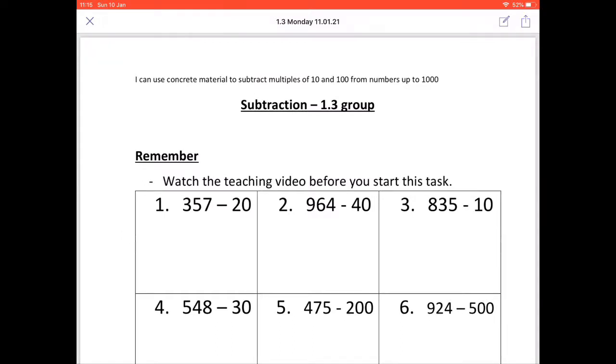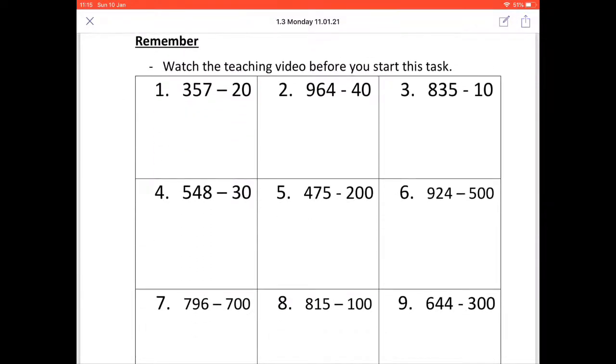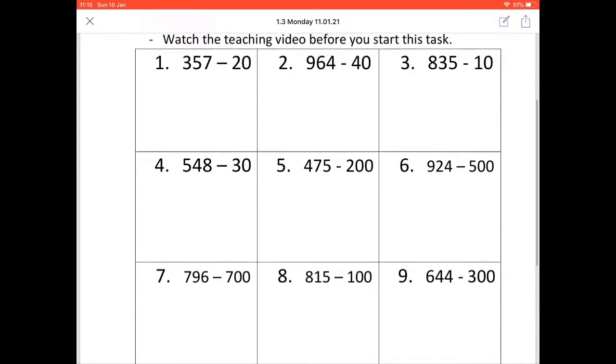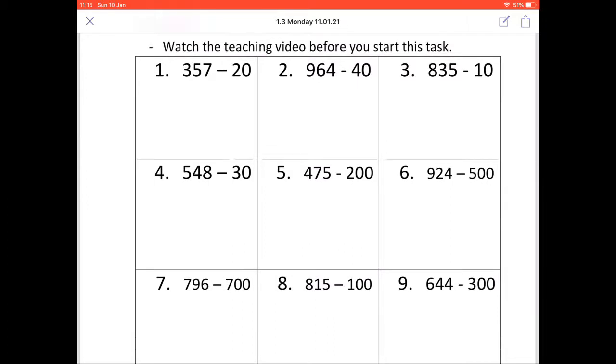At the top, it has our success criteria. So we are using our concrete materials to subtract multiples of 10 and 100 from numbers up to 1000. It then gives us a reminder to watch this video before you start the task, and then it has our 9 questions. So it has 3-digit numbers taking away, some of them are taking away 2-digit numbers, multiples of 10, some of them are taking away other 3-digit numbers, multiples of 100.